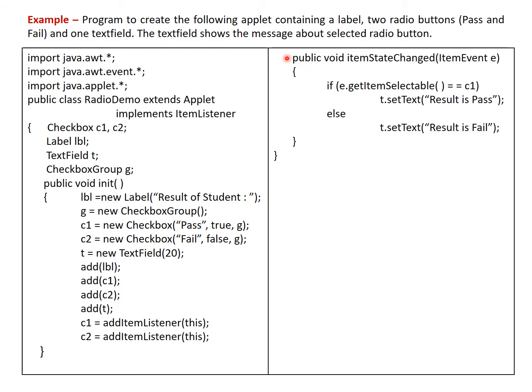When the method is called, automatically it checks whether the selectable item is c1. If getItemSelectable is c1, then the value of the text field is changed by using the statement t.setText("Result is pass"). Otherwise, it displays the message that result is fail in the text field.